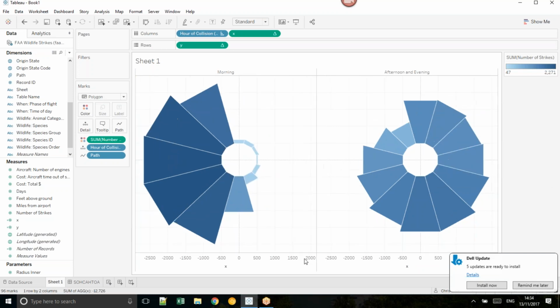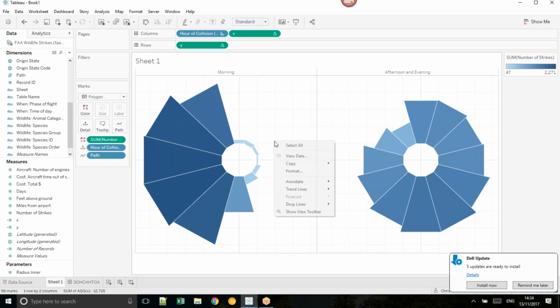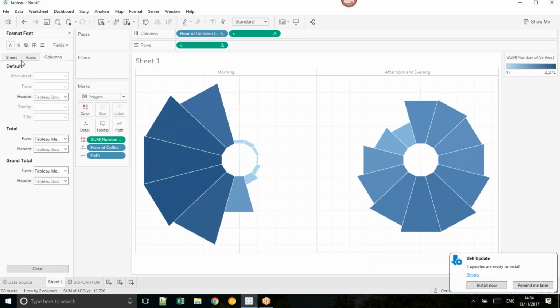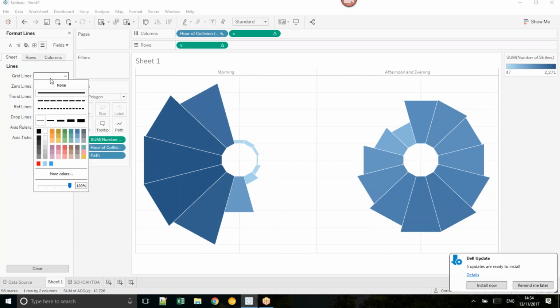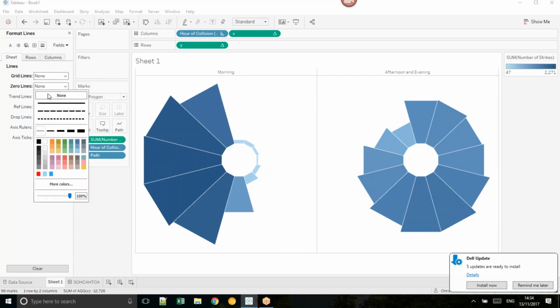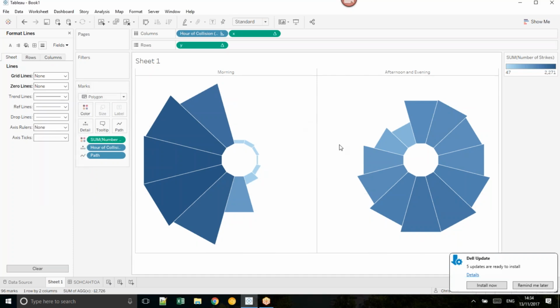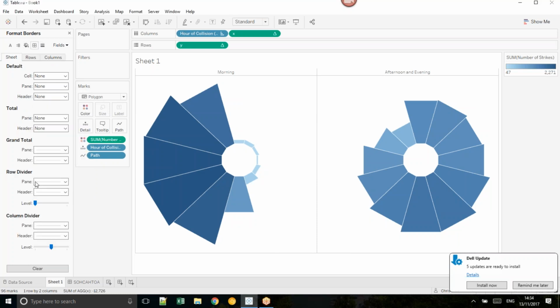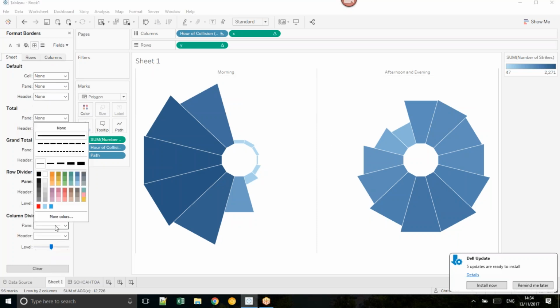I'm going to tidy this up now because I'm happy with it. Turn off the headers. Turn off my grid lines. Turn off the 0 lines. And we've got what looks like a very nice, if I just turn off the row dividers too, we've got what looks like a very nice Coxcomb chart.